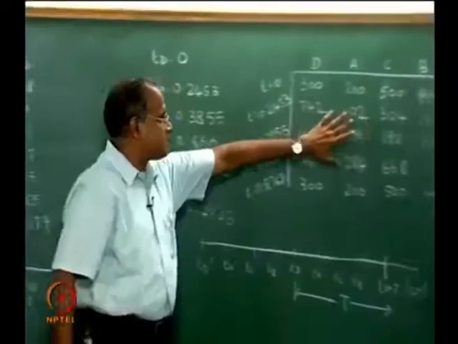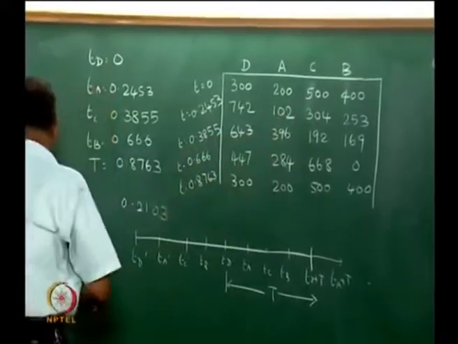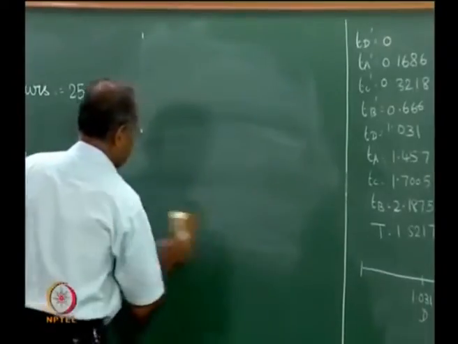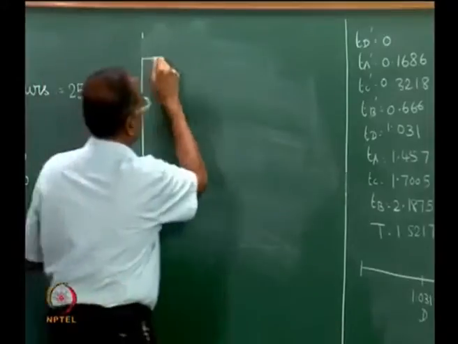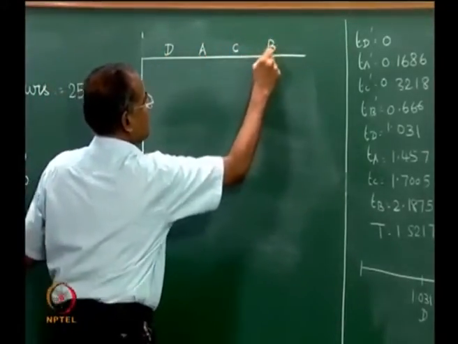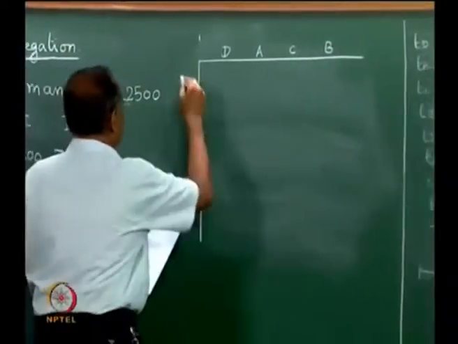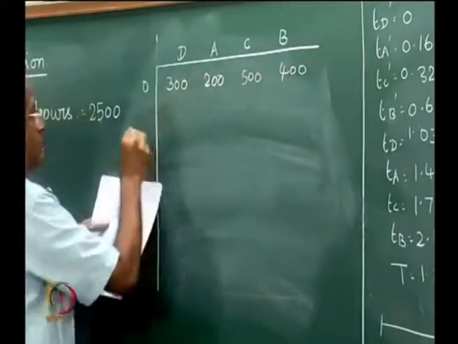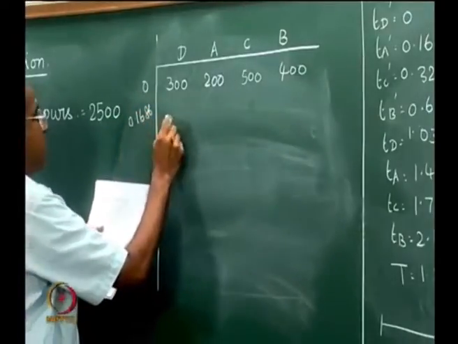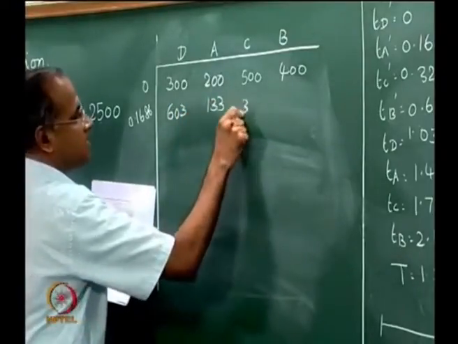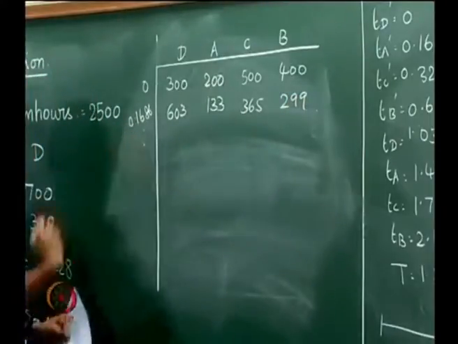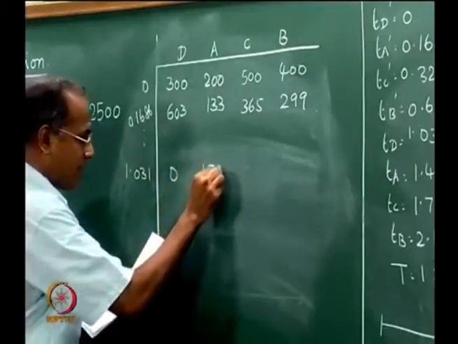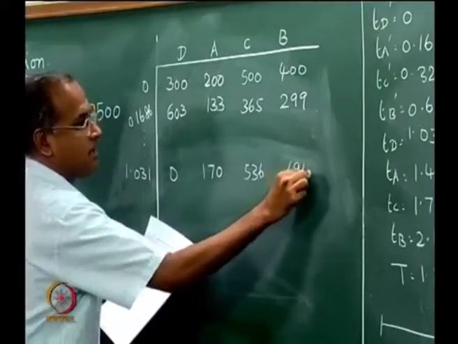Now, it is also possible for us to draw a similar chart here to understand the inventory positions, and let me just quickly give you the values. So, at time equal to 0, it is 300, 200, 500, 400. At time equal to 0.1686, it is 603, 133, 365, 299. We go through this, and the point that is most important for us is 1.031, it is 0, 170, 536, 694.